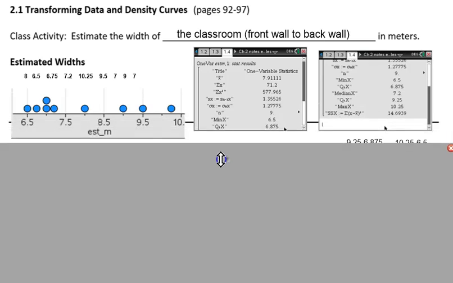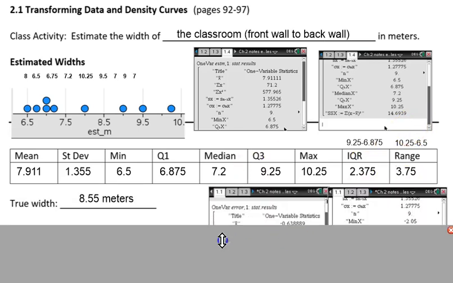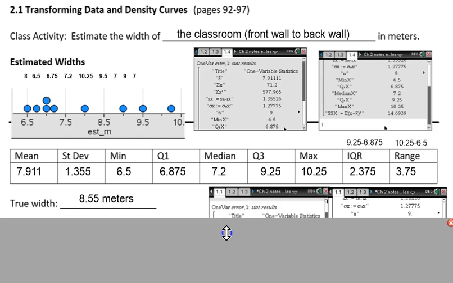So I made a dot plot of their guesses, and then we also used the calculator to do some one variable statistics, and we got these values. The mean guess was 7.9, standard deviation 1.35, the lowest guess was 6.5, the highest was 10.25, the median guess was 7.2, and so forth. You can see that we have kind of a little cluster between 6.5 and 7, and then a few higher guesses that are sort of skewed to the right over there. Now then I revealed to them that the true width was 8.55 meters.